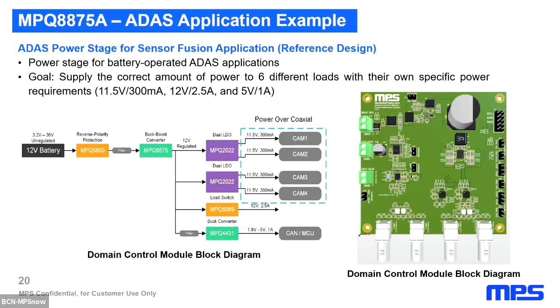An example of this reference design that will soon be released by MPS is this, the power stage for sensor fusion applications. In this reference design, the MPQ8875A is used in order to supply a constant voltage to some cameras where the required input voltage is around 12 or 10 volts, and other loads. Now we will move on to a real-life demonstration.